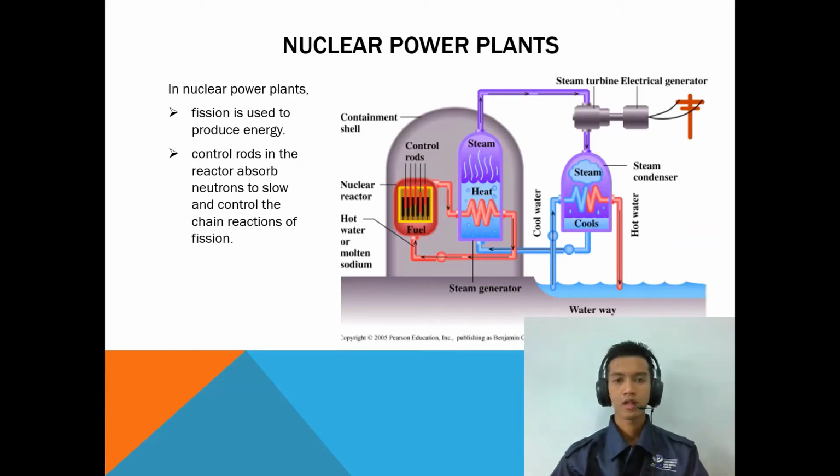Okay, this is nuclear power plants. In nuclear power plants, fission is used to produce energy, and control rods in the reactor absorb neutrons to slow and control the chain reaction of fission. Okay, this is how the nuclear power plant works, as we can see in the pictures.